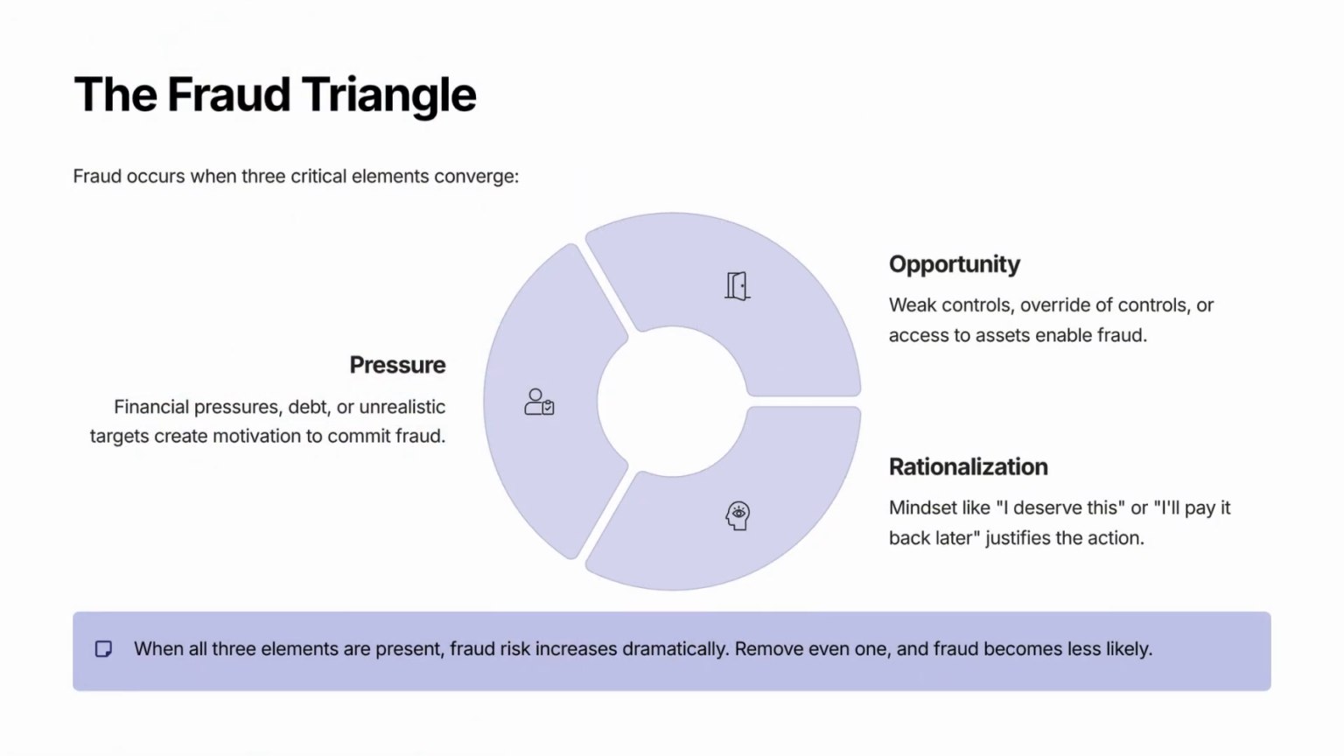Now let's talk about one of the most important concepts: the fraud triangle. Fraud happens when three elements come together: pressure, often financial pressures, debt, unrealistic targets; opportunity, weak controls, override of controls, access to assets; rationalization, the mindset that "I deserve this" or "I'll pay it back later." If even one of these is missing, fraud becomes less likely. But when all three are present, the risk increases dramatically.